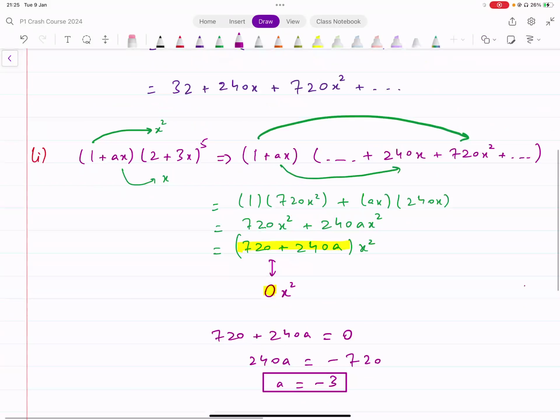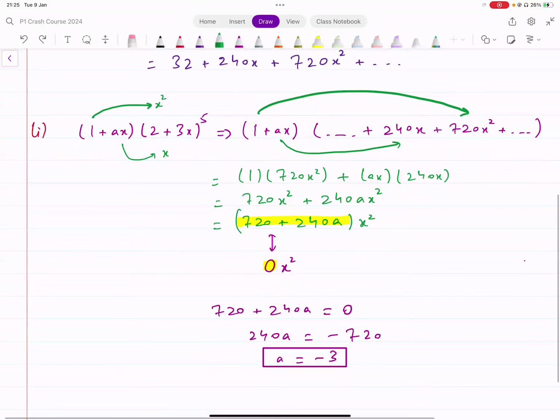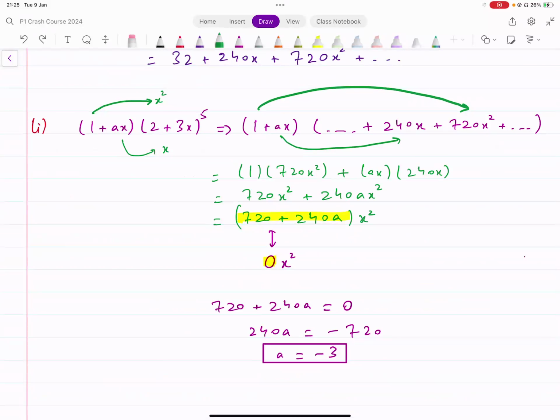Is that okay? So when you have a product like this, you think about which terms do we need from that expansion and just focus on those terms. And in this question, it said, find the value of a for which there is no term in x squared. No term in a particular power means the coefficient of that power has to be 0. Okay? That's how you would approach this. Any questions on this?